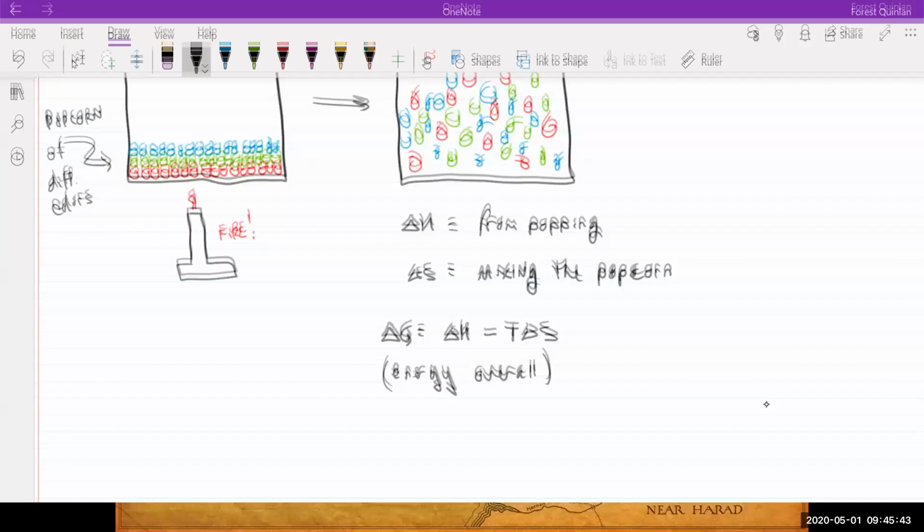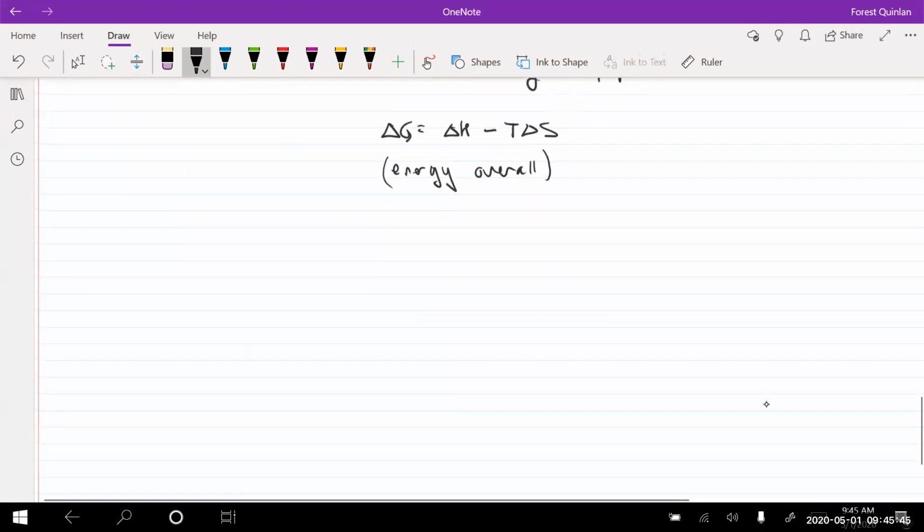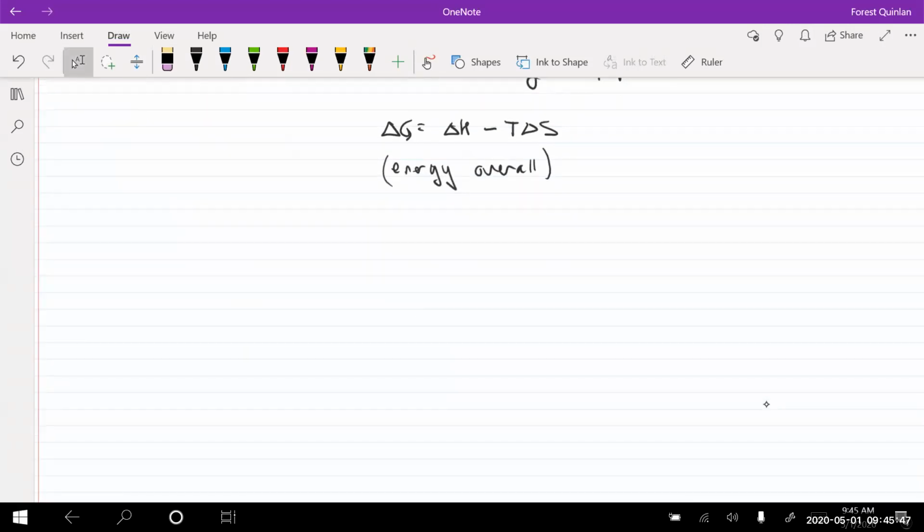Now, I'm going to put a couple of important equations here, and then we'll start working with them.